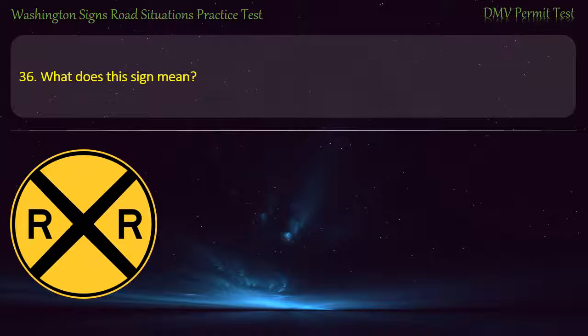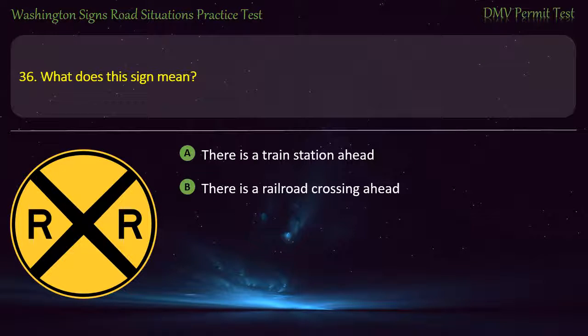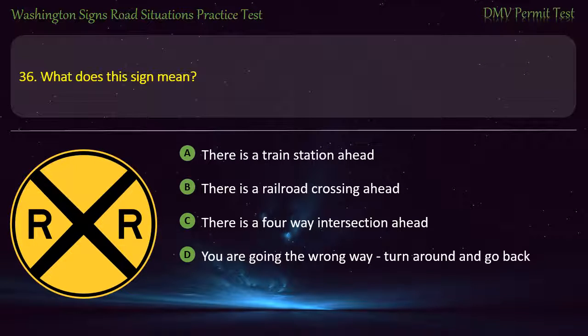Question 36. What does this sign mean? There is a train station ahead. There is a railroad crossing ahead. There is a four-way intersection ahead. You are going the wrong way, turn around and go back. Answer. There is a railroad crossing ahead.